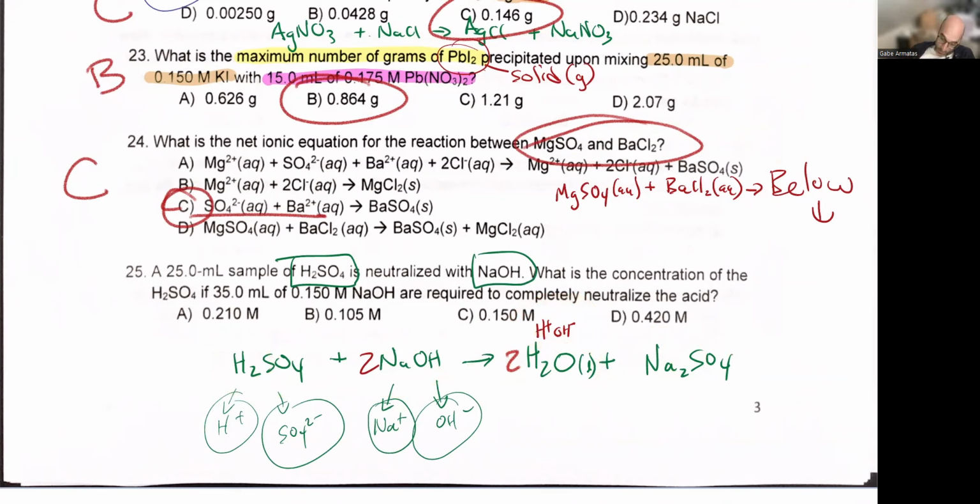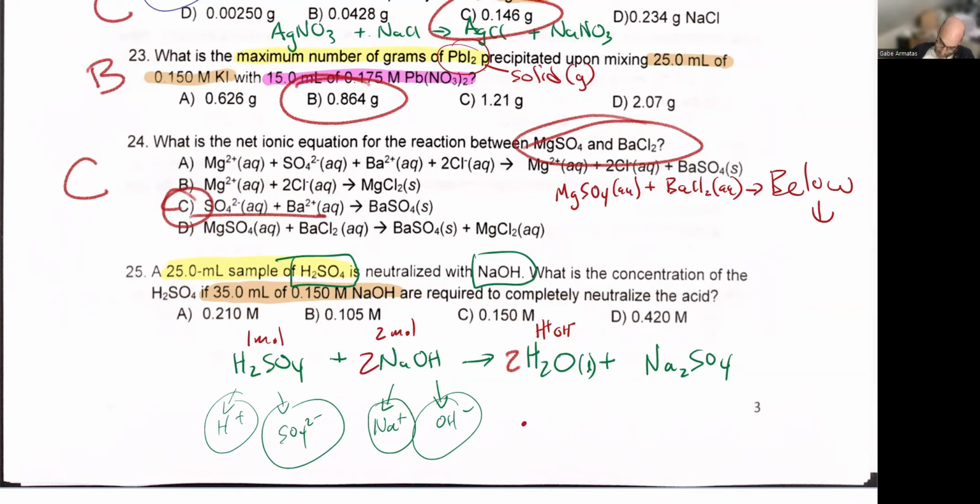So what I know is 1 mole of H2SO4 requires 2 moles of NaOH. So really this question is asking how many moles of what do we have here? What is the concentration of sulfuric acid if 35 mils of a 0.15 molar solution, and we have a 25 mil sample of H2SO4. So we have 25 mils of H2SO4. Okay, so how many moles of sodium hydroxide do I have?